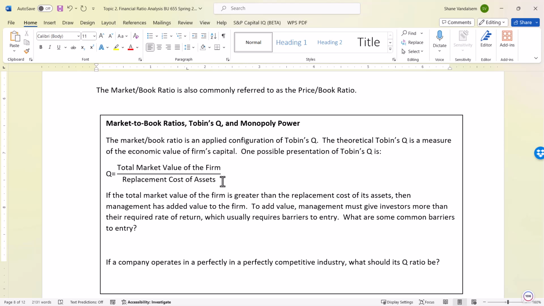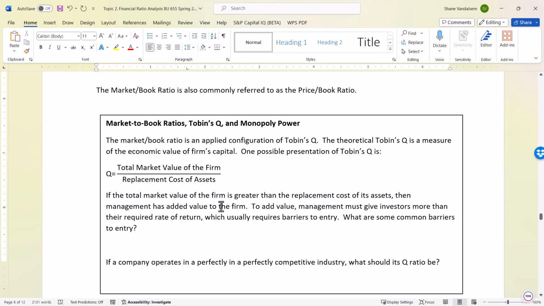The replacement cost of assets can be difficult to calculate because instead of looking at the balance sheet, which is the historic cost usually of the assets, we'd have to go out and get an appraisal or an estimate of what those assets would sell for today if we had to replace them. If we had to go out and replace all the buildings and the equipment and everything for the firm, we'd have to get an estimate of that. So it's hard to calculate it, but the idea is this. The Q ratio represents the additional value that management has added to those assets by how those assets are employed.